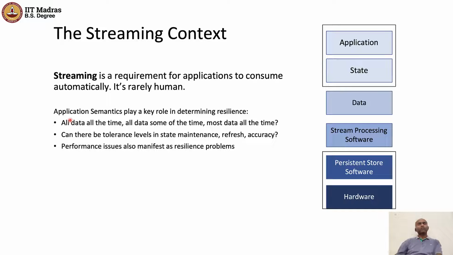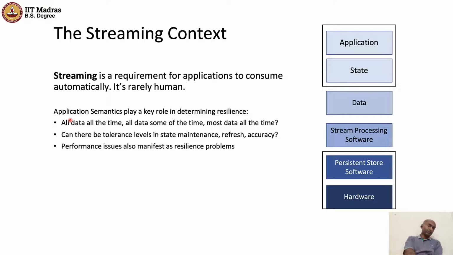Or are you really saying that I don't need all the data all the time? In fact, I don't even need all data some of the time. It's perfectly alright if you give me most data all the time. Each of these three has very different meanings and very different use cases. So what does this really mean?